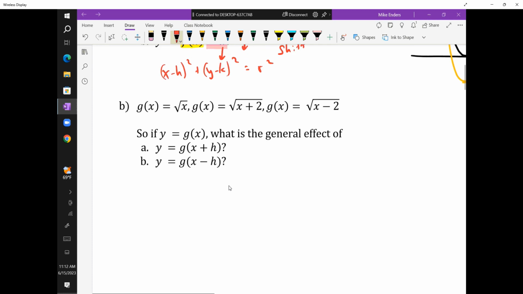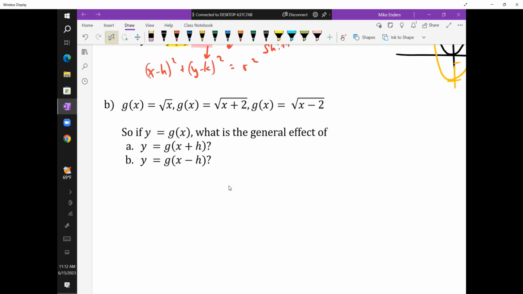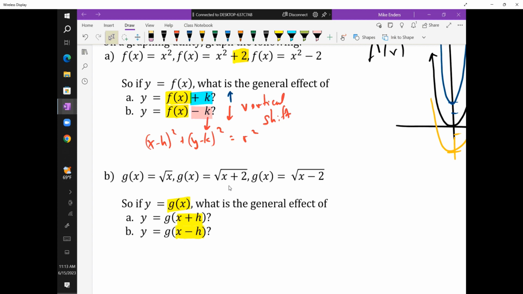Let's take a look at another example here. Let's do the square root function. So as we take a look at the square root function then, g of x equals the square root of x. Then we're going to do the square root of x plus 2, and then the square root of x minus 2. And then we're going to see what happens in my general g of x if I go ahead and do the x plus h in parentheses, the x minus h in parentheses, different from what we had up at the top here, or this first example, letter A.